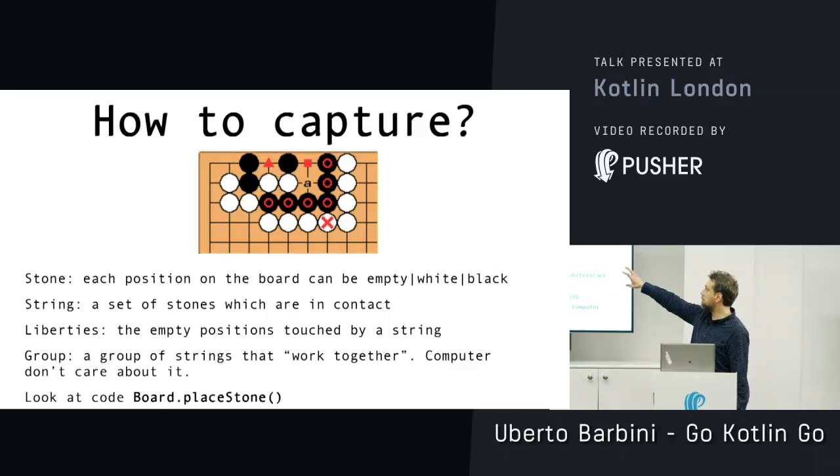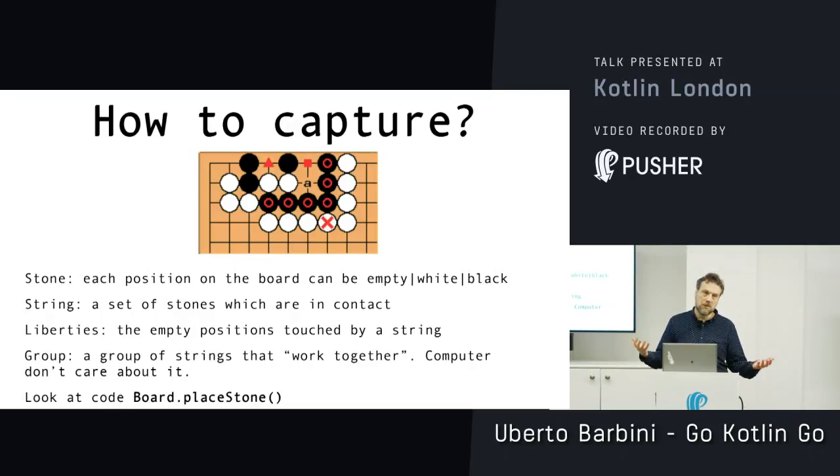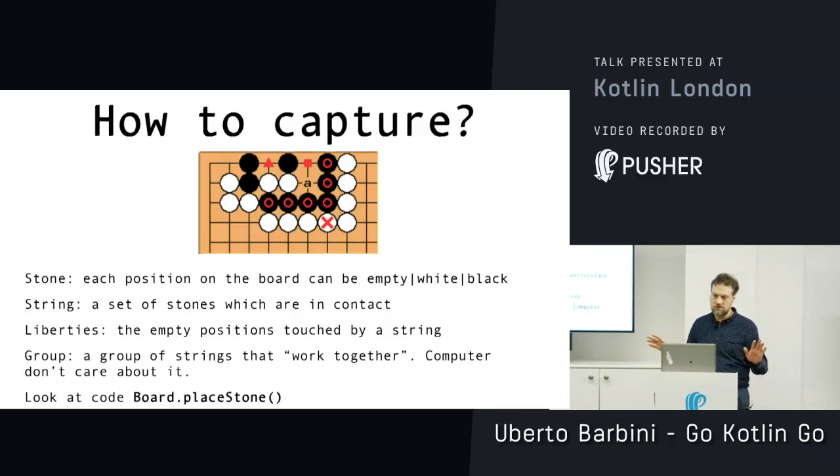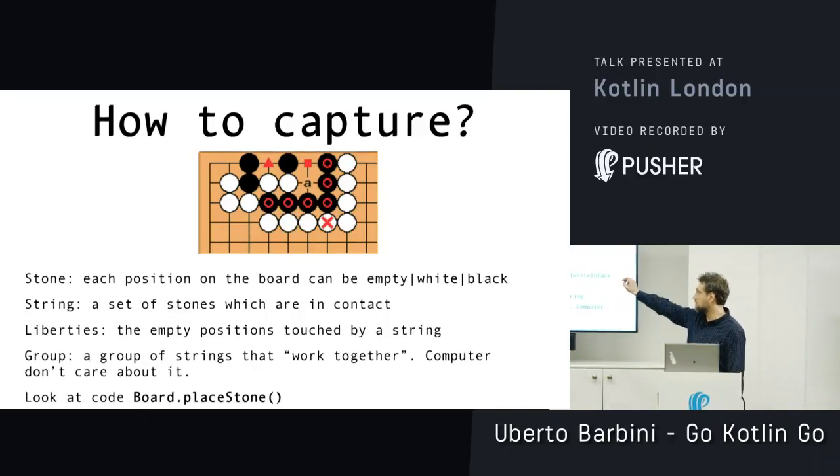And then there is a group. For example, all the black stones here make a group, which is very important when you study Go, I mean, as a human. But for the computer, there is no equivalent. It's very, very hard to define what a group is from the computer's point of view, so we just avoid it. We just talk about strings. And strings are touching, basically. Groups are connected, but not touching each other.